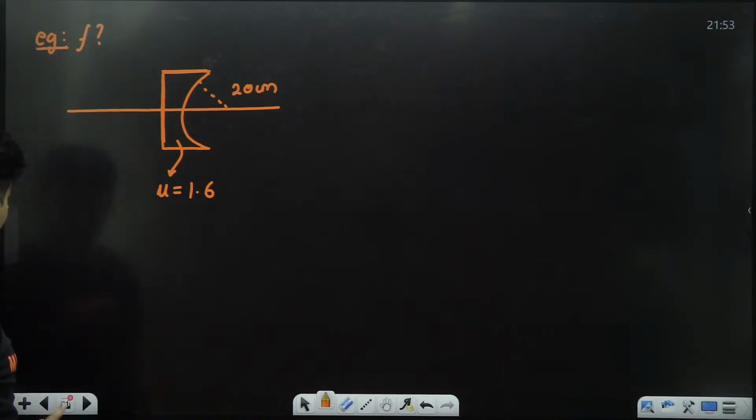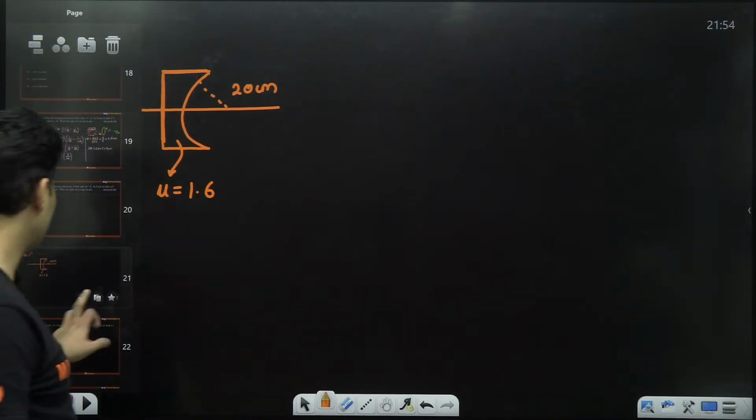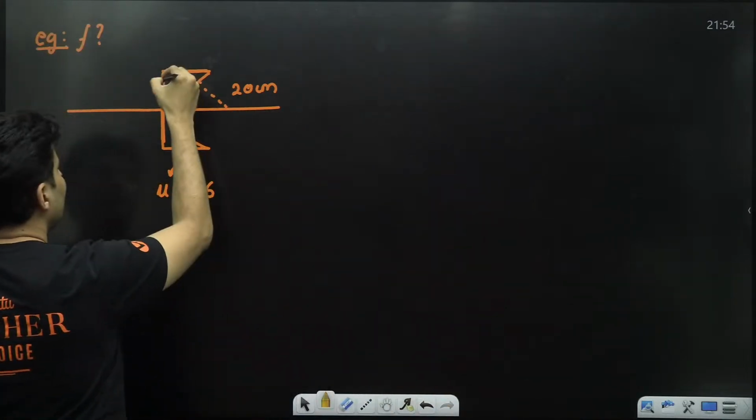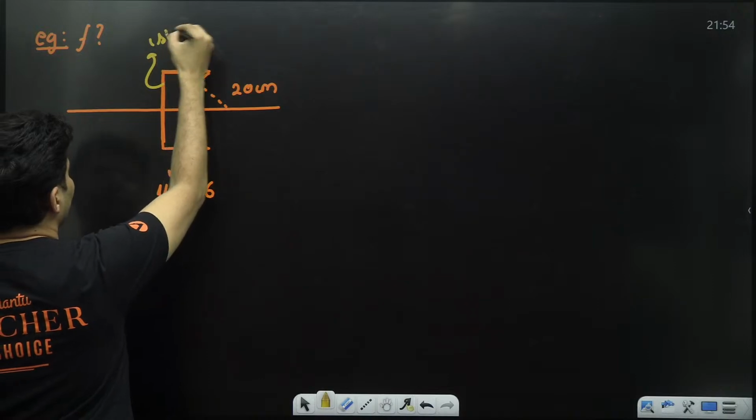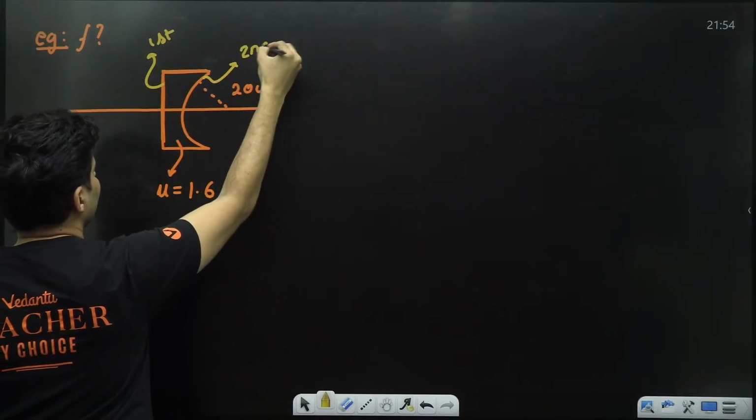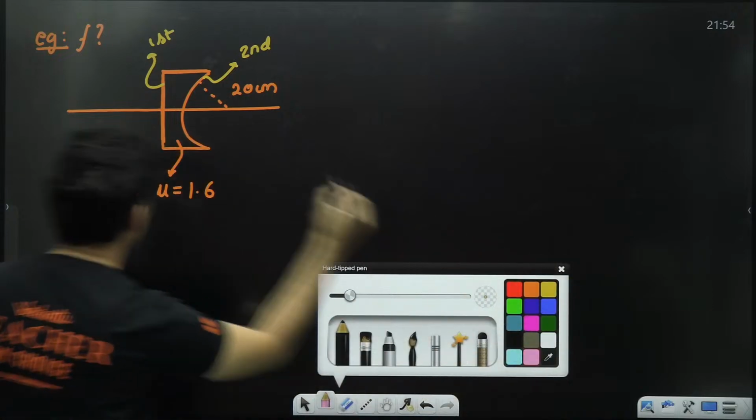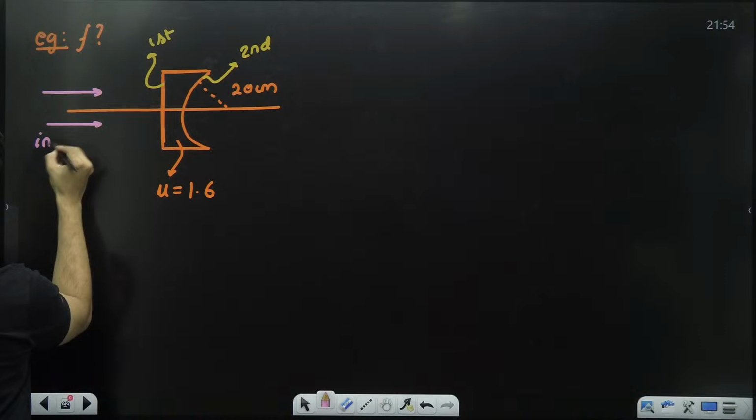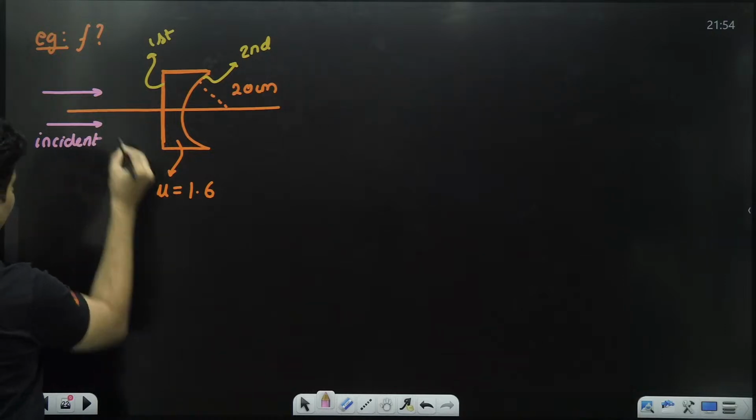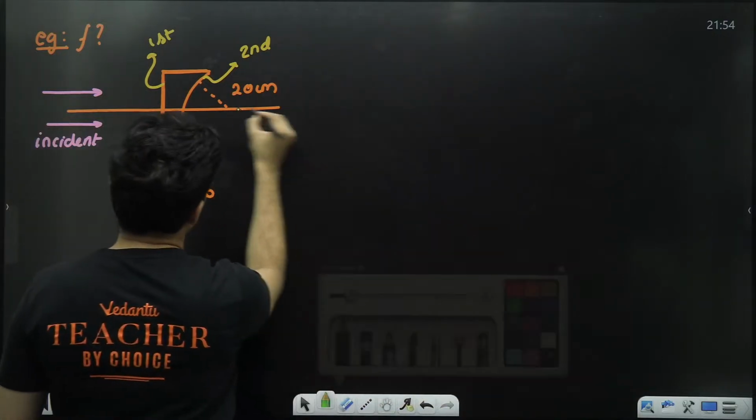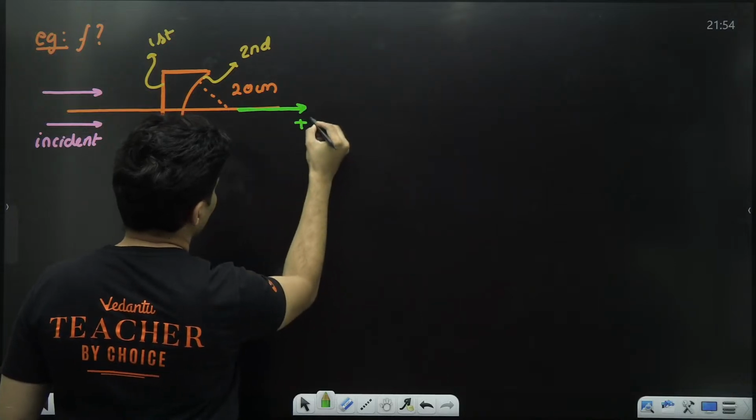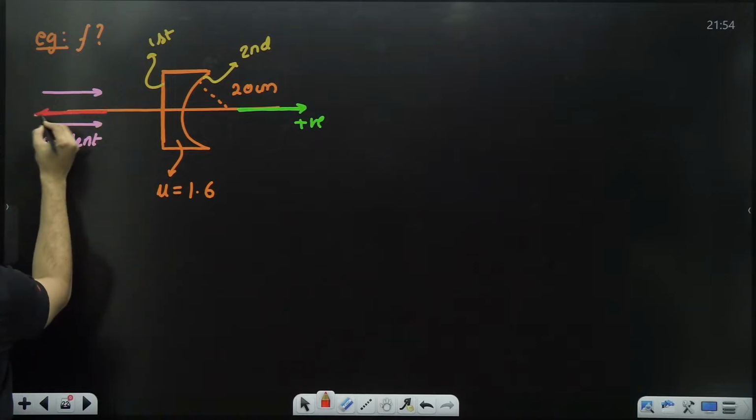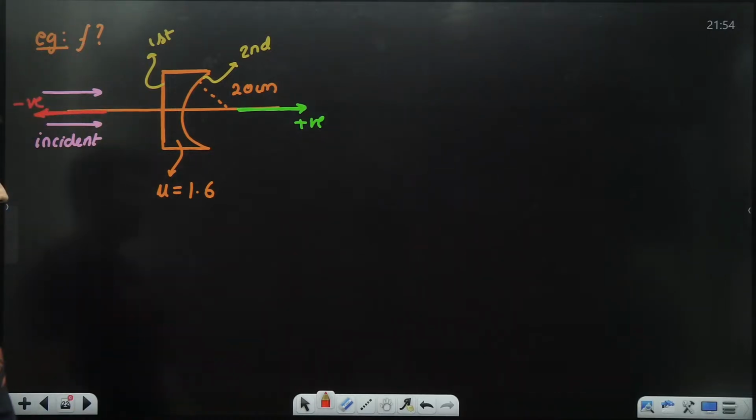Okay, how do I find the focal length? Plano concave, plano convex. No issues, my dear. In such cases, this becomes your first surface. This becomes your second surface. Reason? Light parallel beam will come from here. This is the direction of the incident light. That means this side will obviously become positive, and this side will become negative.